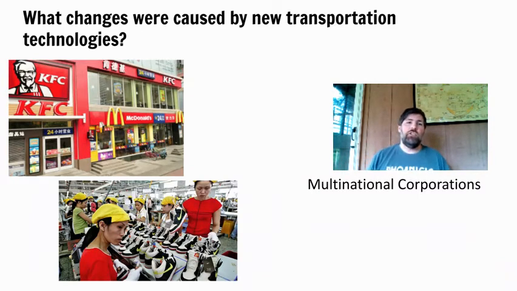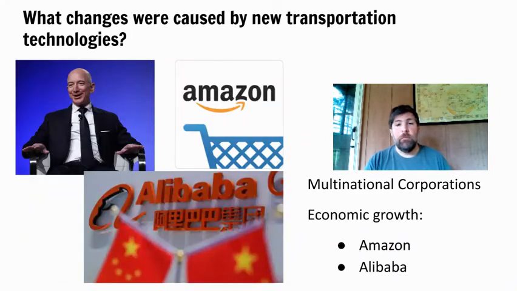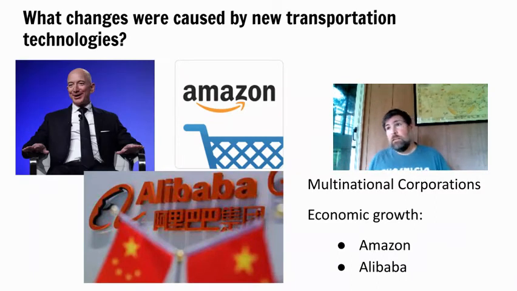So here you can see a picture of a KFC and a McDonald's right next to each other in China. Here you can see a picture of some Vietnamese women sewing together Nike shoes. So these are companies that are owned by people in the United States that are selling things in China, that are manufacturing things in Vietnam. So new transportation makes that possible. This is going to lead to economic growth for some people.